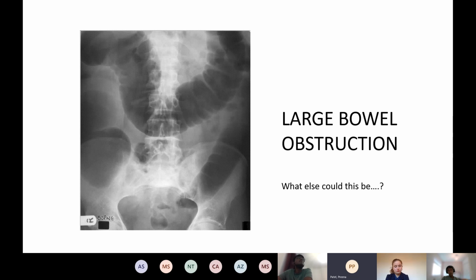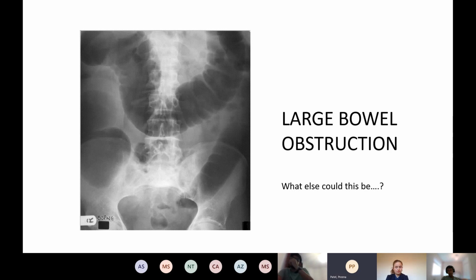I've just given the answer away. What's wrong with me today? This is large bowel obstruction. And yeah, you can see valvulae and it's dilated. That's all you need to be able to do to work out whether it's large bowel obstruction. Okay, so the next one.